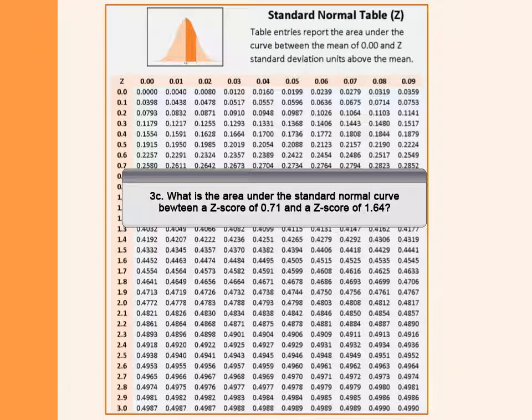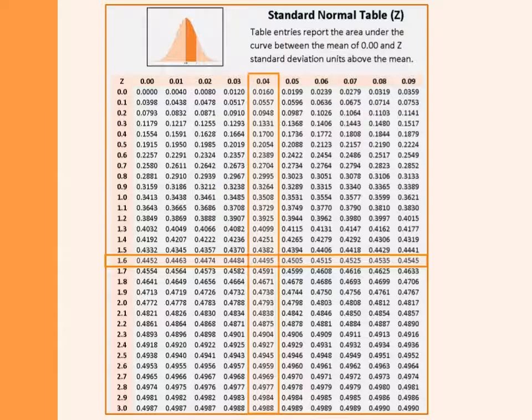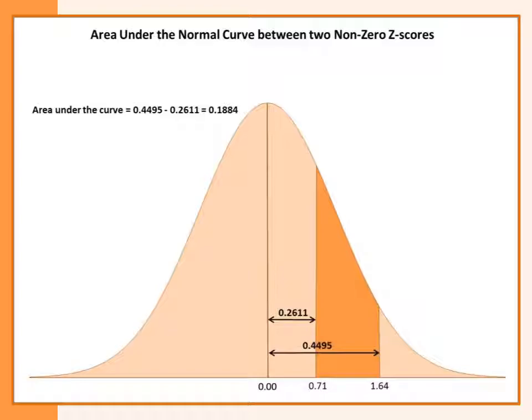For the third problem in this set, we are to find the area under the standard normal curve between a z-score of 0.71 and a z-score of 1.64. Looking up the area between the mean and z-score of 0.71, we highlight the row that reports a z-score of 0.7 and the column that reports the z-score of 1/100th. We then perform the same procedure highlighting the row for the z-score of 1.6 and the column of 0.04. We now place our z-scores of 0.71 and 1.64 in their respective places on the standard normal curve, and we indicate how much of the area falls between the mean of 0 and 0.71 and the mean of 0 and a z-score of 1.64.